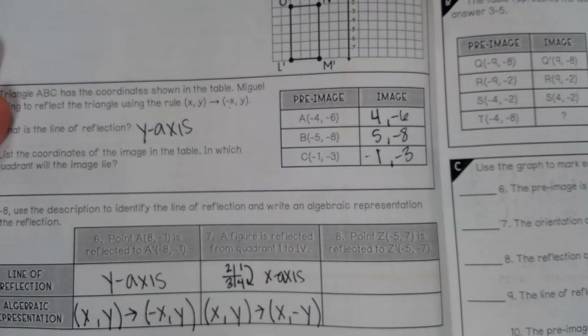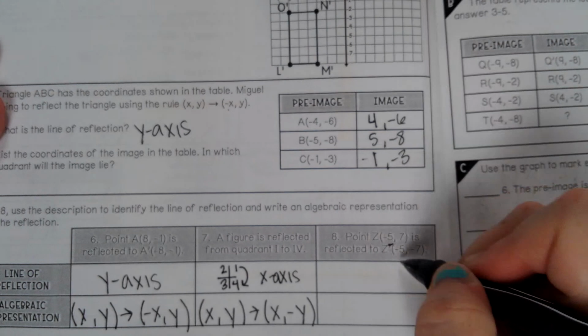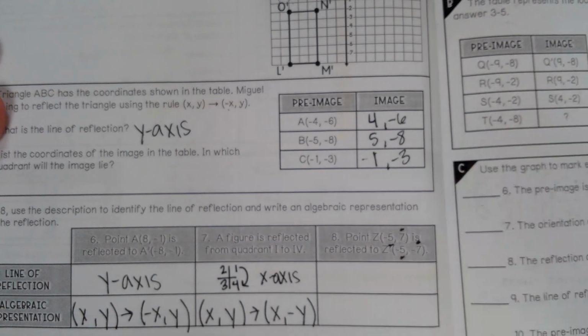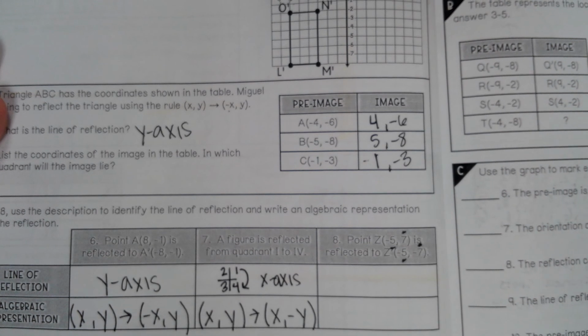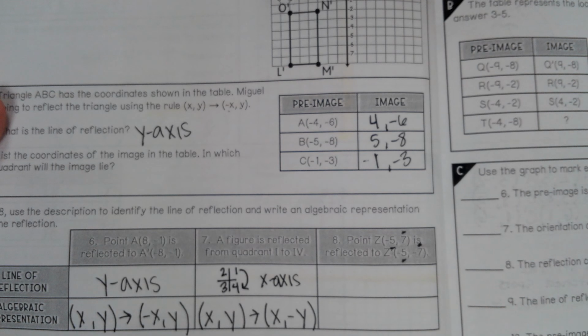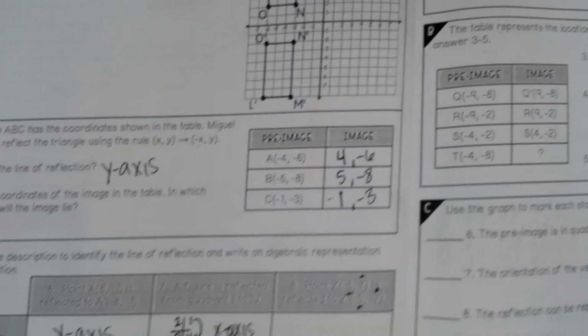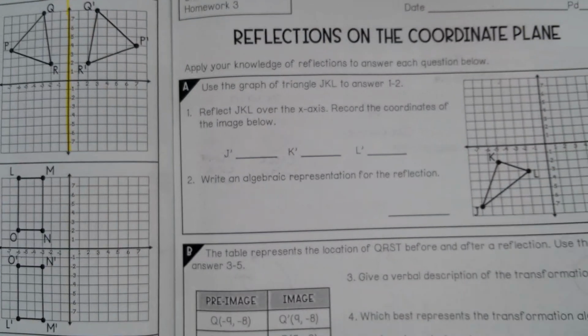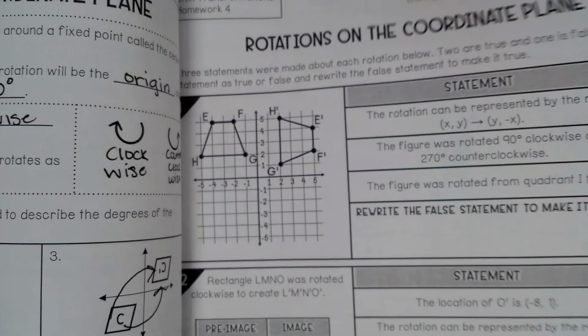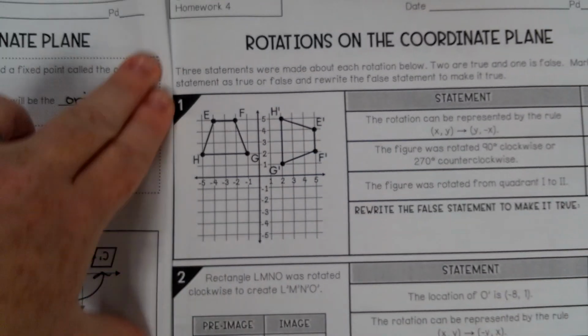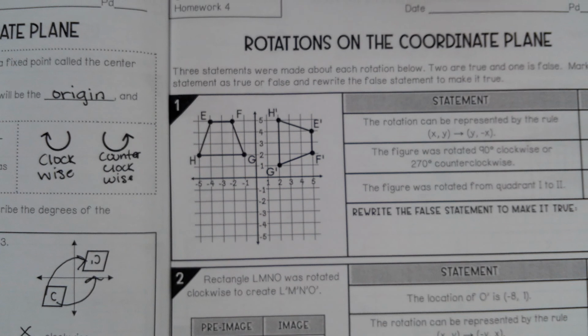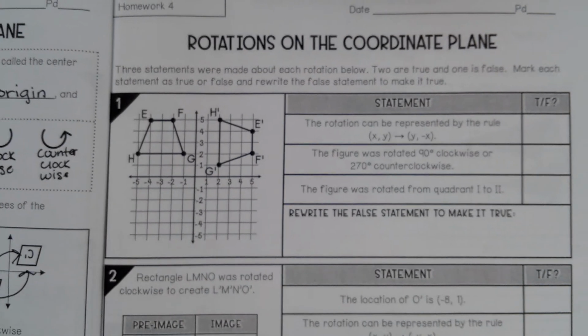Try this one on your own. Remember, look at your x's and your y's. Number 7, or page 7, is more reflections. So let me take a peek. Those are rotations. We need more rotations. So I turned one page. I'm now on page 9.